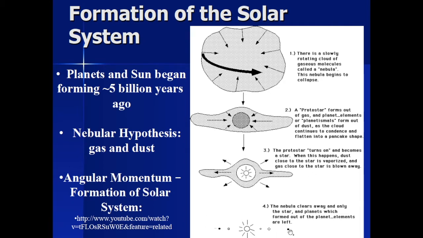Now the question we want to know is, are planets that are formed around other stars similar to Earth? Do they happen to be in what we call the habitable zone where life could form? That's what we're studying when we're looking for extrasolar planets. What are these planets like around other stars?